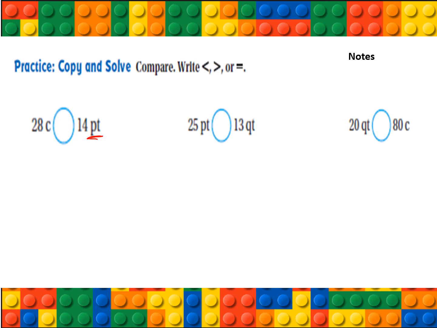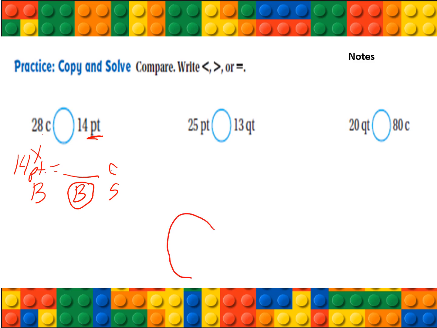So here, 14 pints is equal to, greater than, or less than 28 cups. So change pints into cups. So 14 pints equals how many cups? Pints are bigger, cups are small. So I'm looking for a big number. How do I find a big number? We multiply. How many cups in 1 pint?